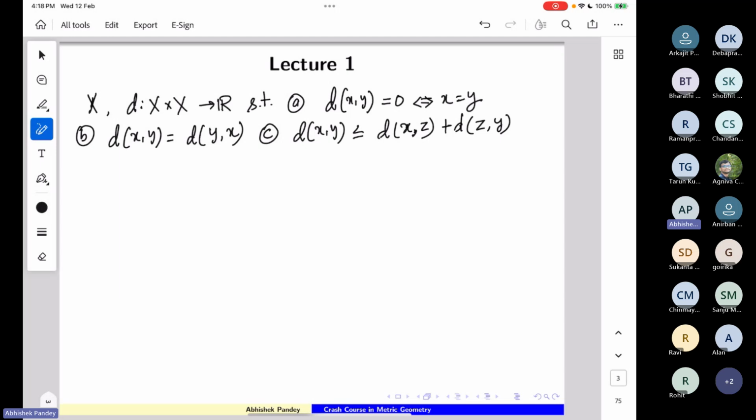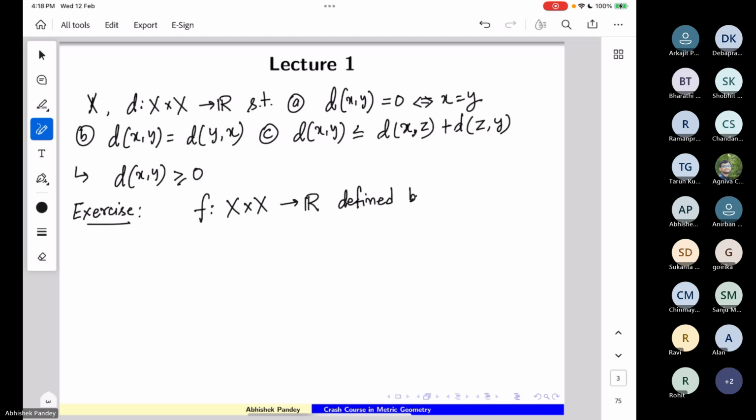Okay. So from these properties, it is easy to derive that basically d of x comma y is always non-negative. And one can basically prove something more. I will leave this as an exercise. Let us define a function f from X cross X to R, defined by f of x, y equals d of x comma y. So this is basically continuous.